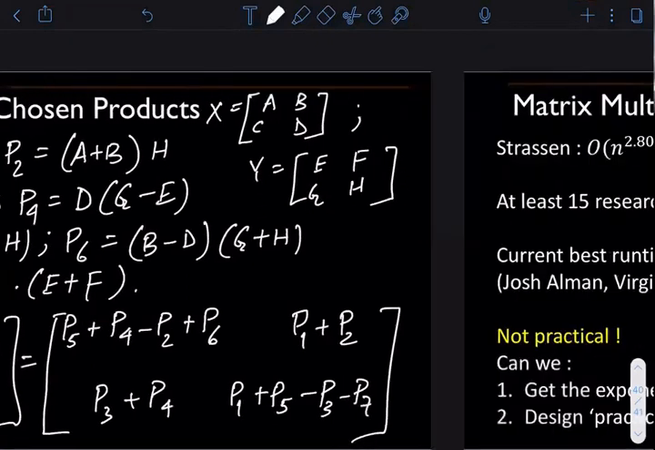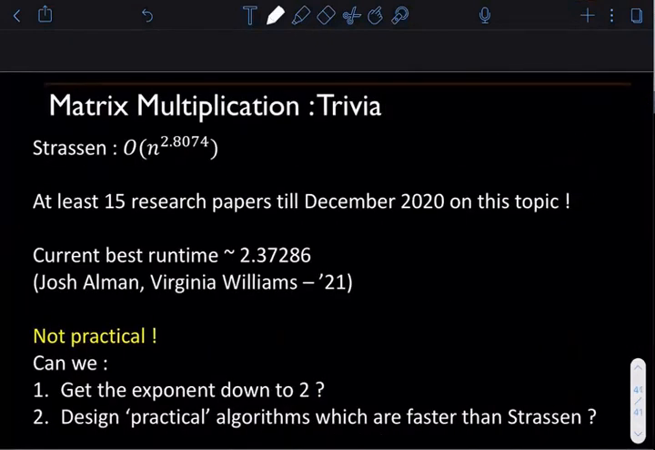Okay, so now I think there were a few questions of how do we know that 7 is the right number? Why can't we do 6? In fact, the big open question is, can we get a quadratic algorithm to solve matrix multiplication? Okay, so let me end today's lecture with some trivia. Note that Strassen came up with the exponent 2.8074, and I wrote 15 here. Actually, 15 research papers are the most important ones, but there are more papers written on just the topic of multiplying two n cross n matrices.